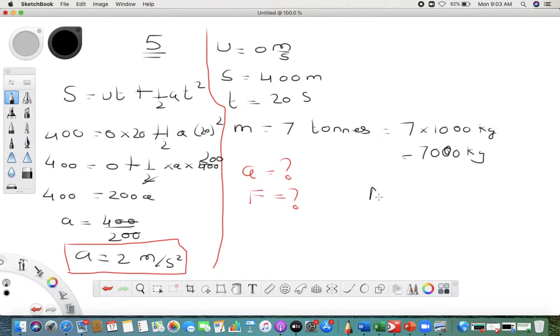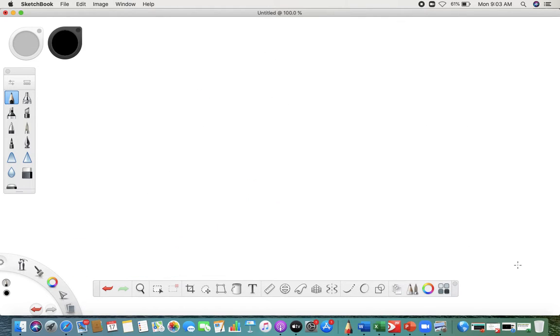Now we are going to learn F is equal to MA. M is what? 7000 kg. And A is what? 2 meter per second square. So basically we get 14,000 Newton. I hope you get what I am saying. The first thing I said is initial velocity, then final velocity, acceleration, and then force. Let's see the second sum.